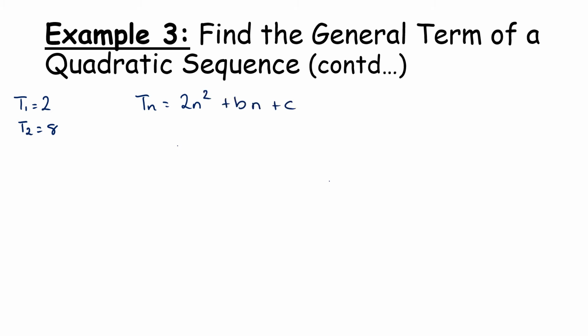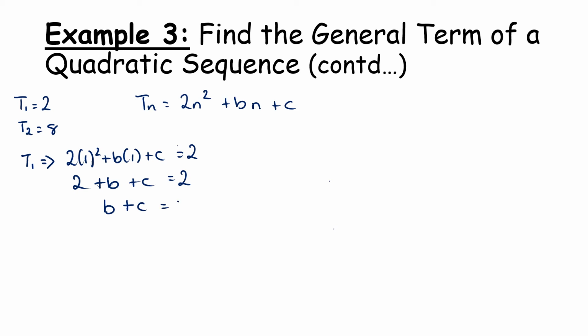So we're going to use the fact that T1, which is 2 times 1 squared, subbing in for n, plus b times 1 plus c, should equal 2. So we get 2 plus b plus c equals 2. Taking 2 from both sides, you get b plus c equals 0. So what we've done is we've created an equation in terms of b and c, which we're going to be able to use to figure out what those constants are.